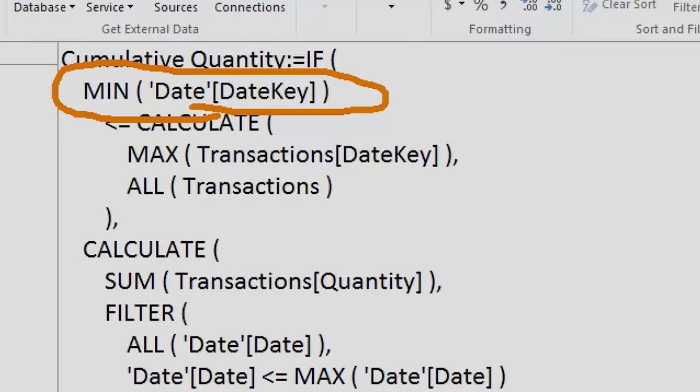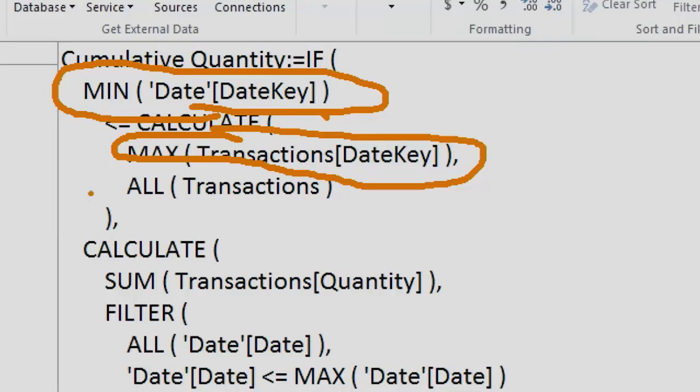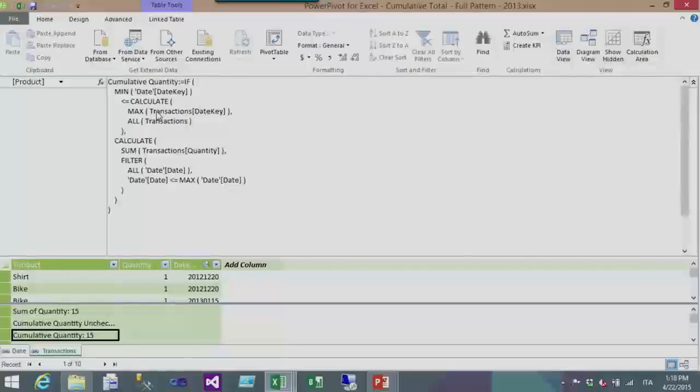So this is a simple technique. My CALCULATE here evaluated the maximum value of the date for all the transactions. So this is the check that I do. So this is just the quantity.